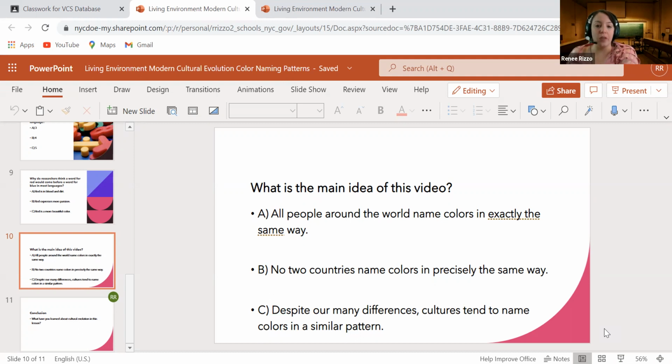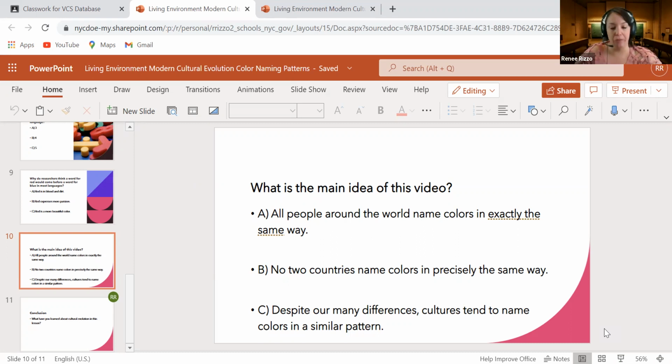So the choices are A, all people around the world name colors in exactly the same way. B, no two countries name colors in precisely the same way. Or C, despite our many differences, cultures tend to name colors in a similar pattern. So the correct answer here is C. Despite our many differences, cultures tend to name colors in a similar pattern.